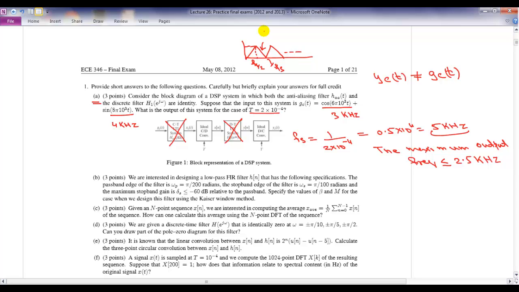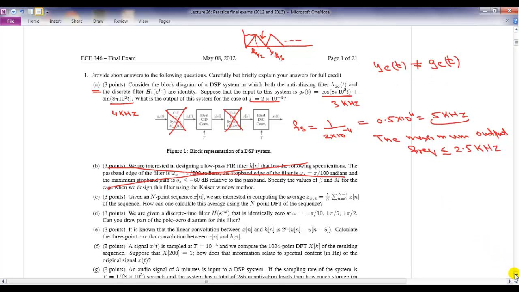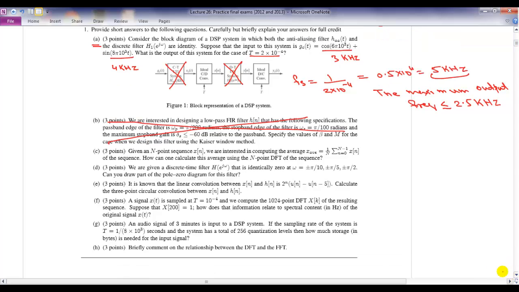Okay. The second question, you can ignore that because it's about the Kaiser window, coming up with the values of beta and m. We just talked about Kaiser window design in MATLAB. We didn't really go over the formula, so we can ignore that.